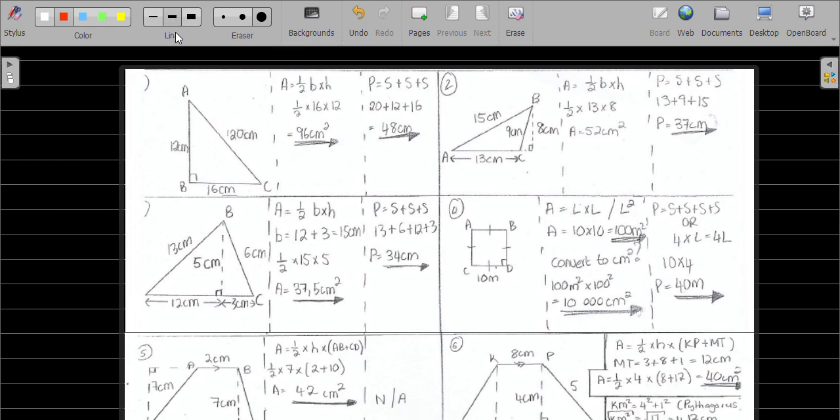Okay, guys, so let's have a look. What is happening over here? Number one. So we have a triangle ABC, we have a base of 16 and a perpendicular height of 12. And what is this called? This is the hypotenuse of 20.